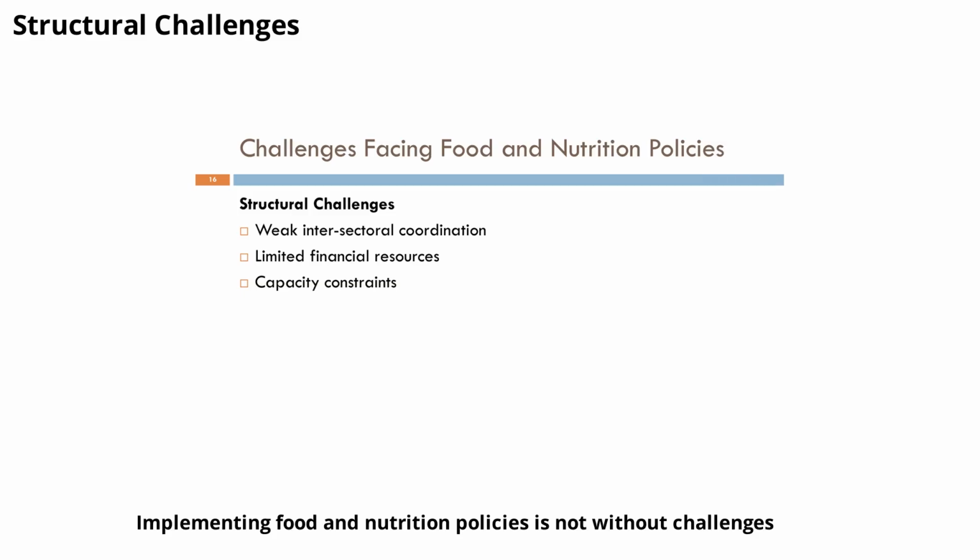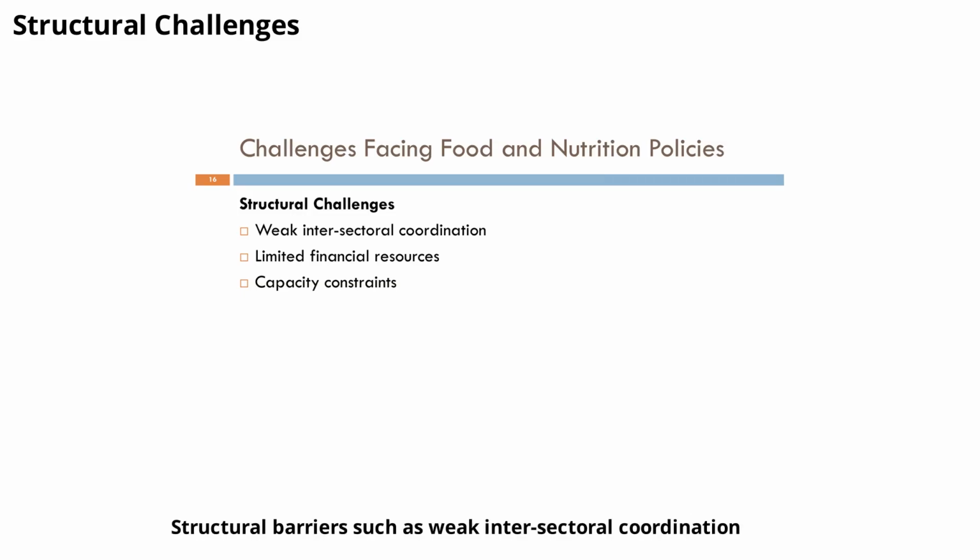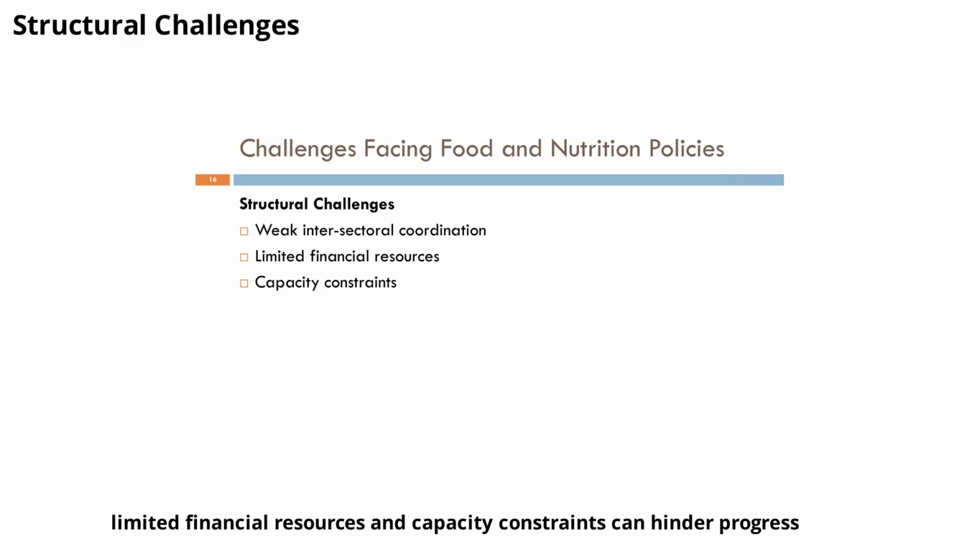Implementing food and nutrition policies is not without challenges. Structural barriers such as weak intersectoral coordination, limited financial resources, and capacity constraints can hinder progress. Overcoming these requires strong leadership, effective partnerships, and sustained investment.